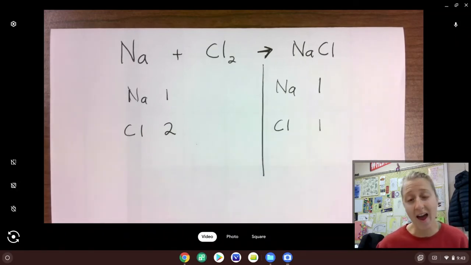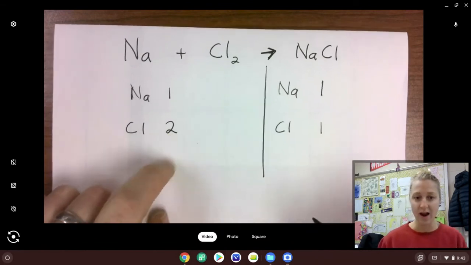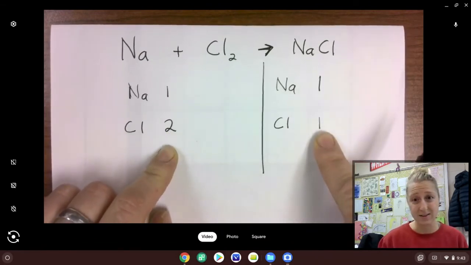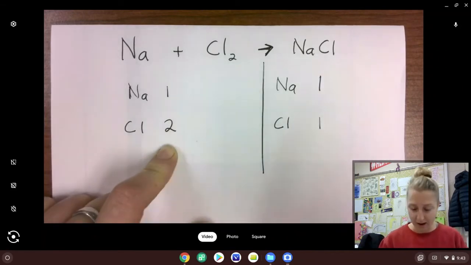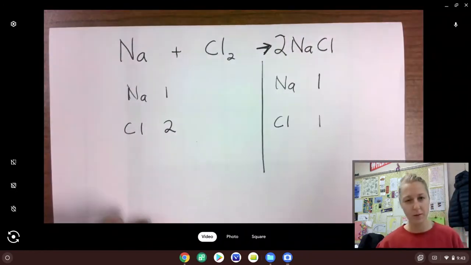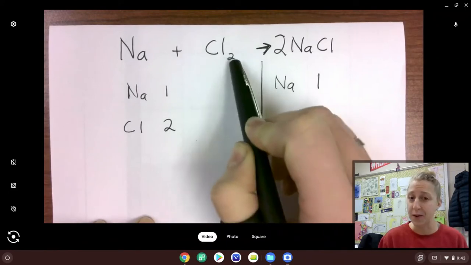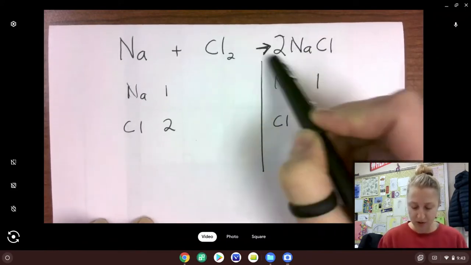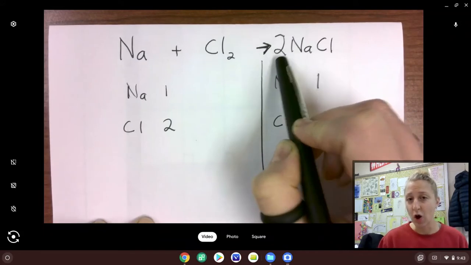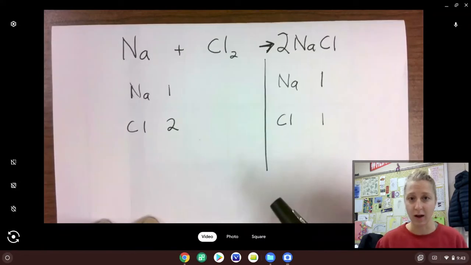Now I can only ever add more molecules or add more stuff to this equation up here. So I basically can't take away one of my Cl's, but I can add another Cl over here. And the way I do that is by putting a big 2 right here. So you might remember the vocab, we said that these little numbers are called subscripts and these big numbers are called coefficients. So coefficients, those are the only thing that we can ever add into one of our chemical equations.